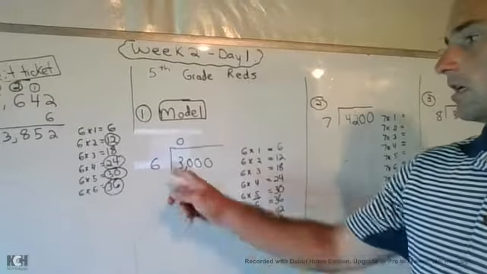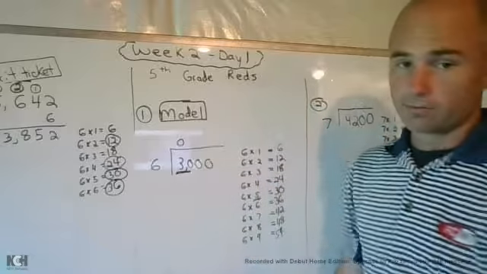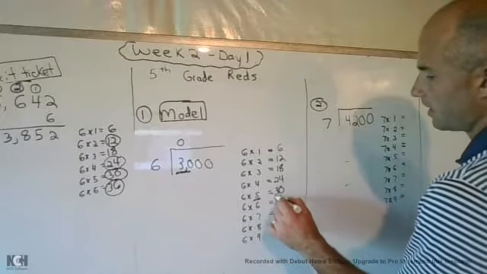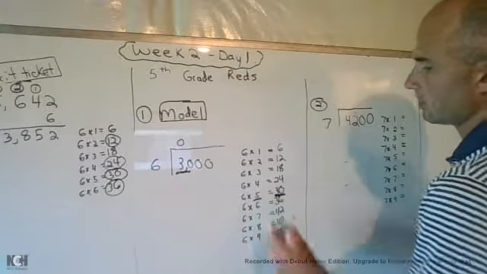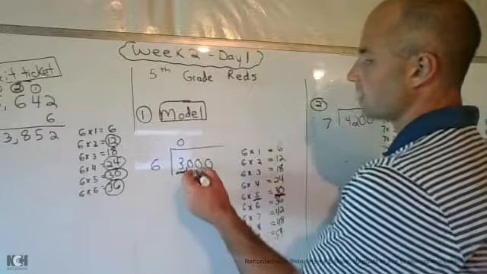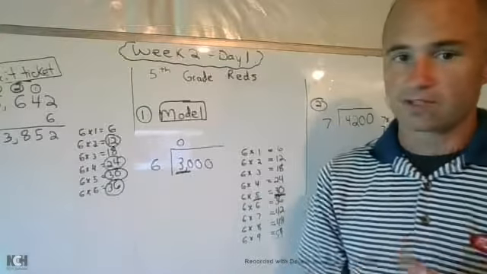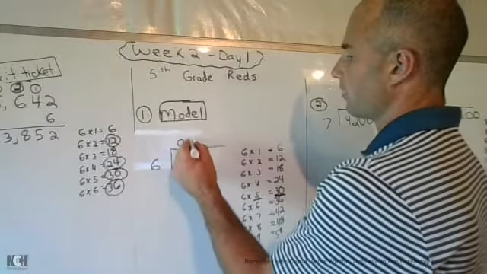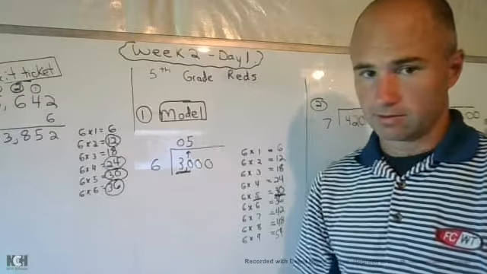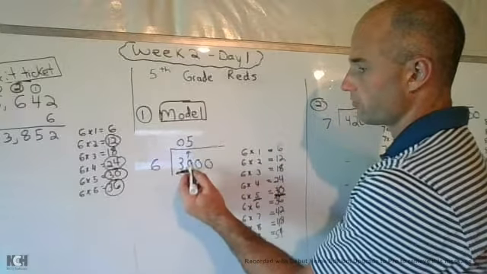Now, I know 6 can't go into 3, but I'm going to check to see if it can go into 30. Can 6 go into 30? Well, according to my multiplication facts, it can go into 30. It goes in 5 times. So, since it can go in 5 times, I'm going to put 5 right above the 0 from the 30. Be cautious of that. Where does that 5 go? Above the 0 from the 30.